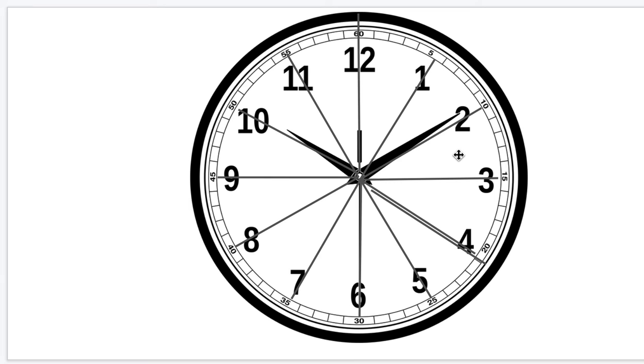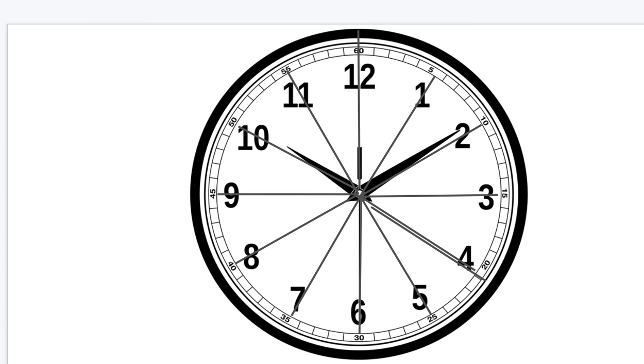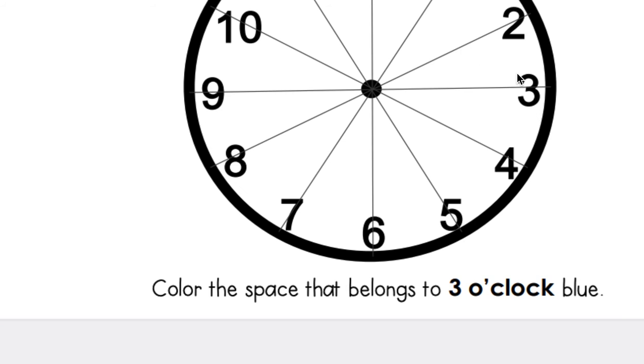Right here. Now you're going to practice this by going to Seesaw, and you're going to pull up a clock that looks very similar, and it says, color the space that belongs to 3 o'clock blue. So that's going to be your job. You're going to pick the space that is 3 o'clock, which would be right here. And what color am I going to put it? I'm going to color it in blue. Okay? It doesn't have to be perfect, but I want most of that to be blue. And you've got 6 of those that you're going to do. So head to Seesaw and try to color.